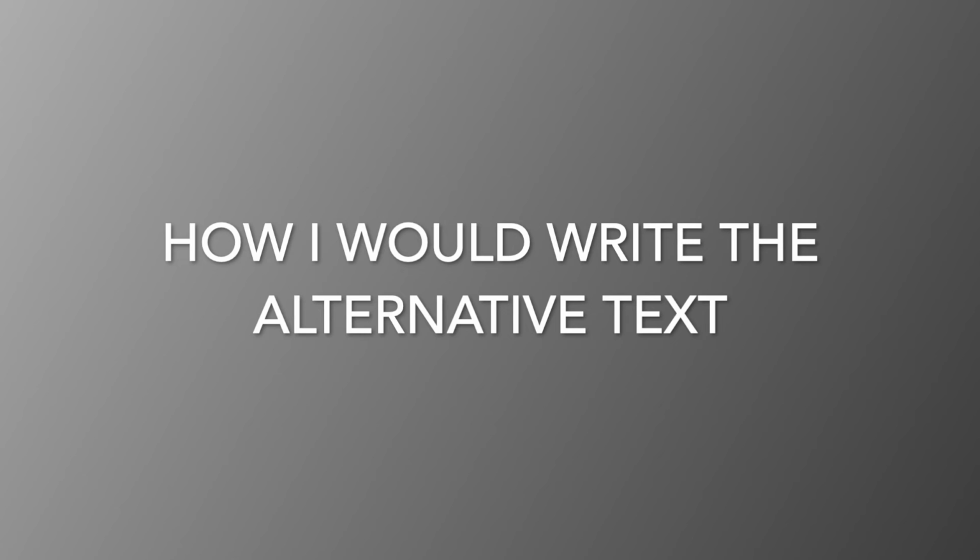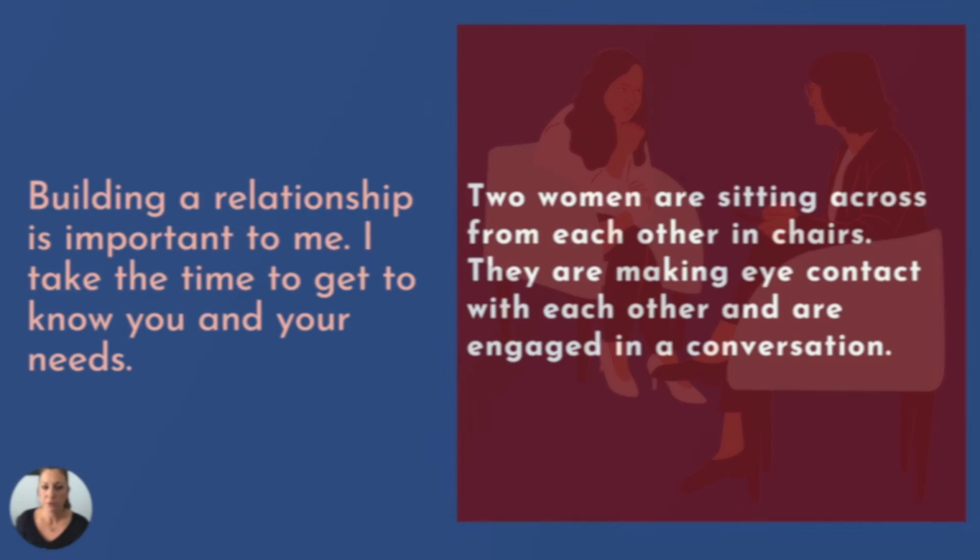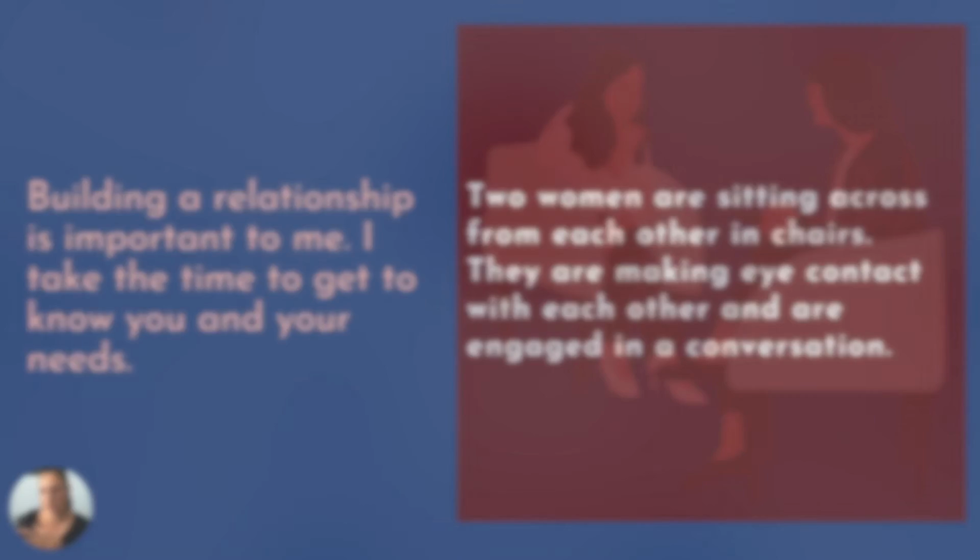How I would write the alternative text. So 2 women are sitting across from each other in chairs. They're making eye contact with each other and are engaged in a conversation. Okay, so you can provide that. So it's your decision as the creator when you're going to write it or not. When in doubt, write it out. That's my rule. And even if you're not sure, it's better to lean on the side of making it accessible by providing the alternative text so that you're not creating an access barrier.